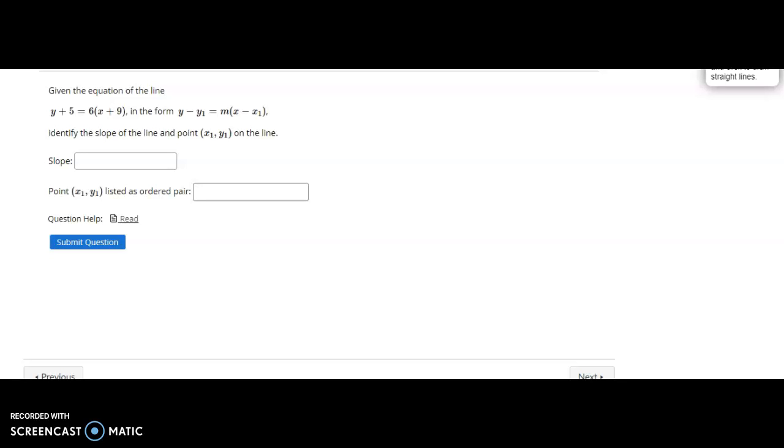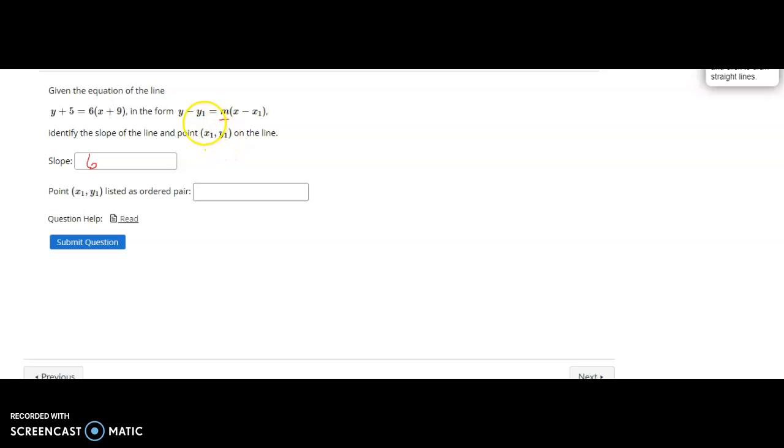Okay, we are given the equation of the line, y plus 5 equals 6 times parentheses x plus 9, and it's in this point slope form. We need to identify the slope of the line and point x1, y1. So notice slope is just as is. It's just whatever number is in front of the parentheses. So in this case, the slope is just going to be 6.